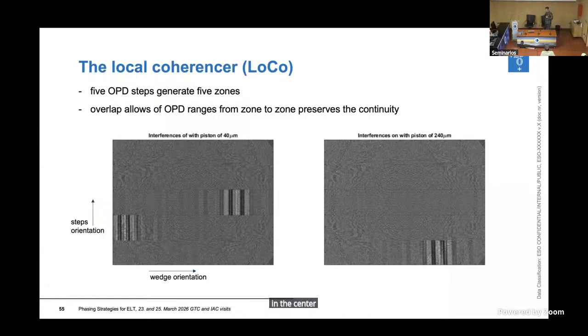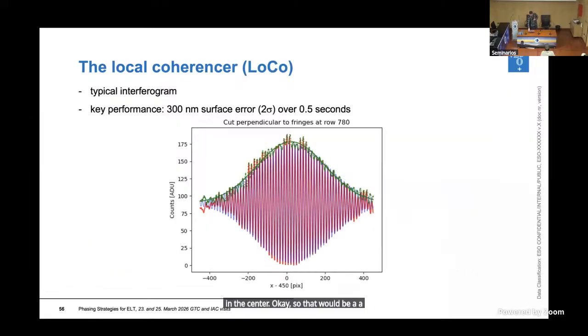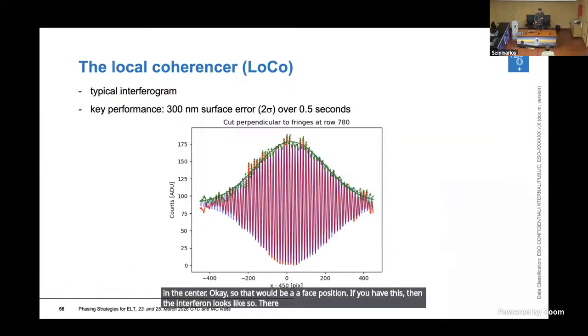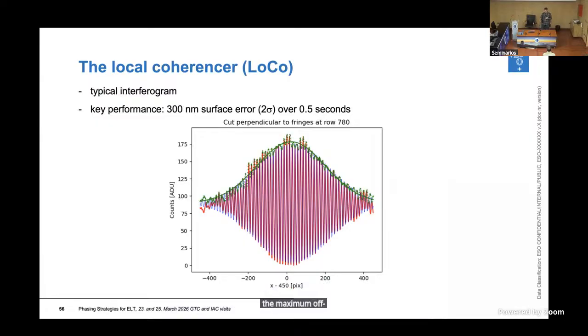Okay, so that would be a phase position. If you have this, then the interferogram looks like so. There are many, many fringes in that envelope, like I think 30, 40 fringes inside. We're trying again to make a coherence measurement. That means we're trying to detect the maximum of that curve, and we fit it to a Gaussian, detect the center, and the key performance requirement was 300 nanometer at the surface. So this is 600 nanometer at the wavefront, and this is 2 sigma.